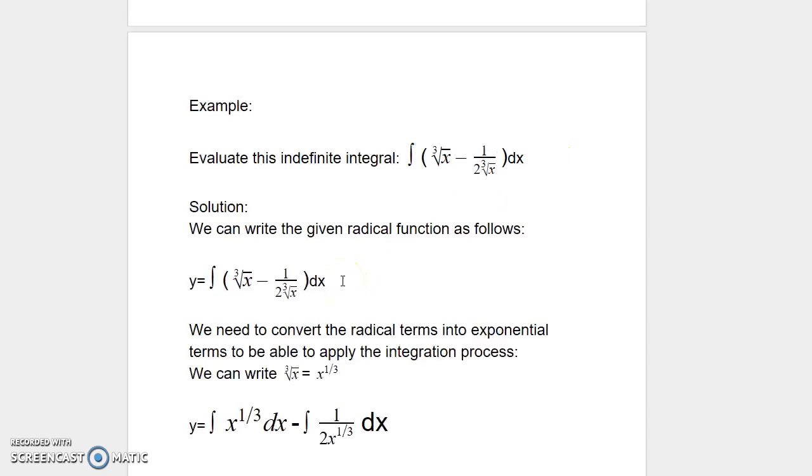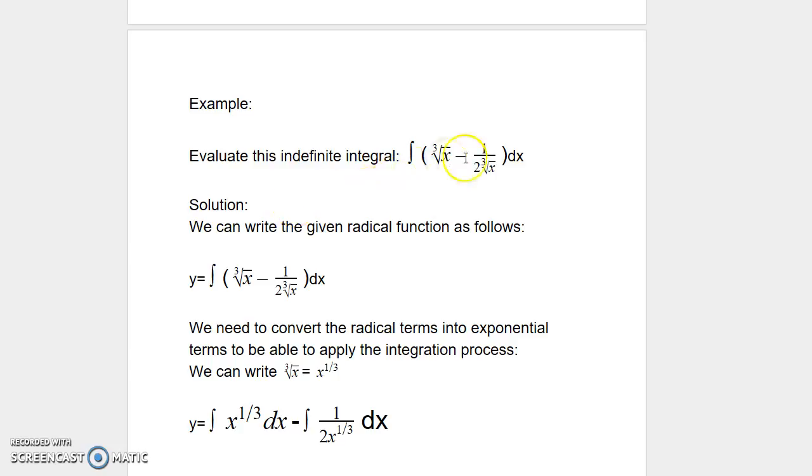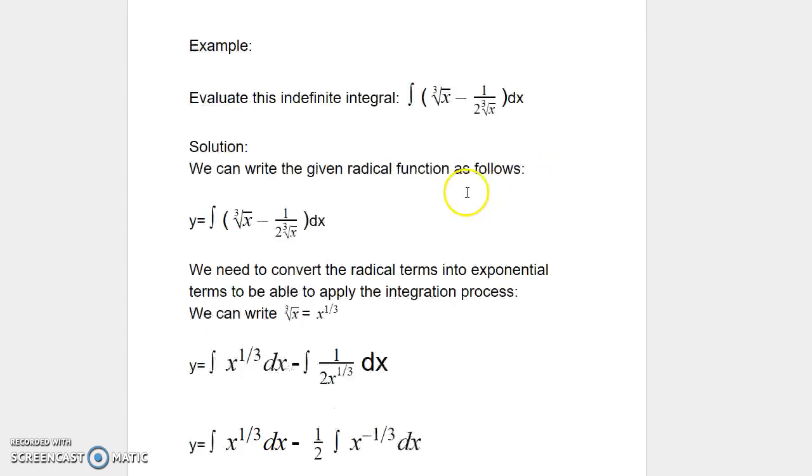Let's look at another example. In this example, we have some radical terms. So let's evaluate this indefinite integral. Integral of the cube root of x minus 1 over 2 times the cube root of x dx.